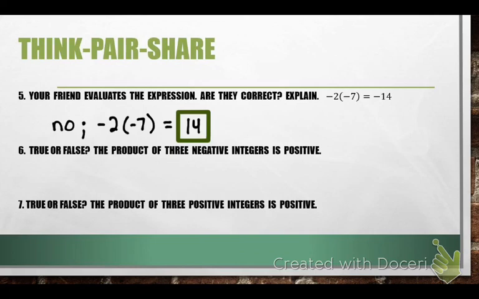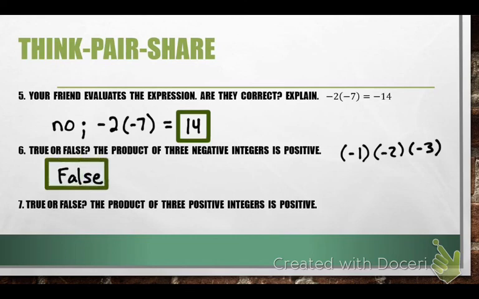True and false. The product of 3 negative integers is positive. So sometimes what I like to do is just give myself a little picture. Okay? I'll just say something simple. Negative 1 times negative 2 times negative 3. This tells me, according to that statement, the answer will be positive. Is that true or is that false? It's false. That is false because it was an odd number of negative signs, so the answer should have been negative. Let's go to the next one.